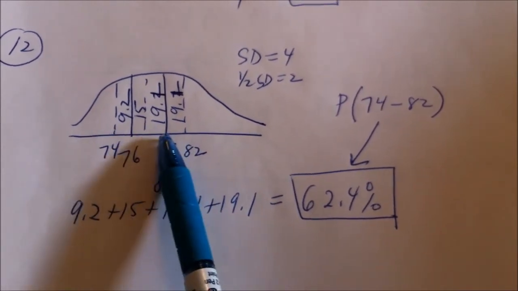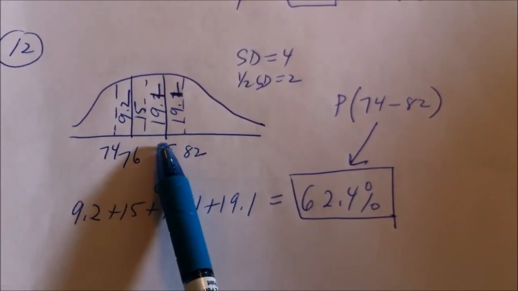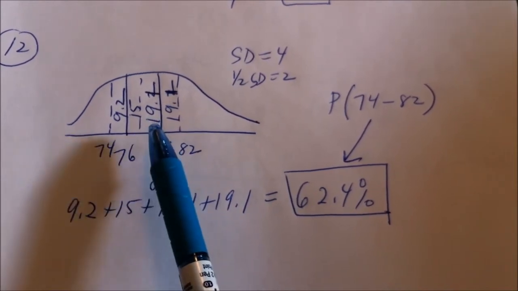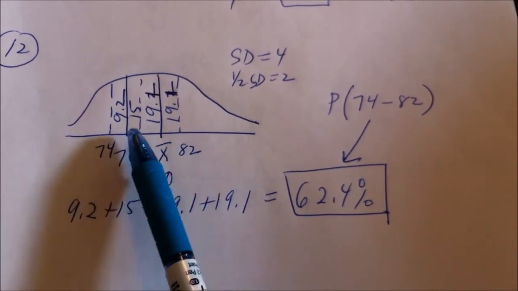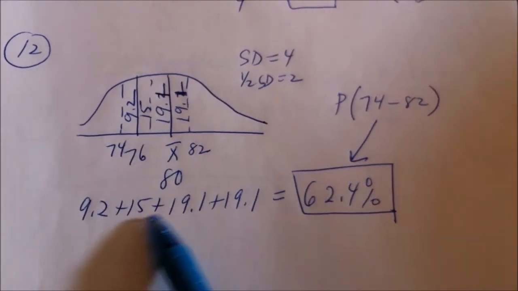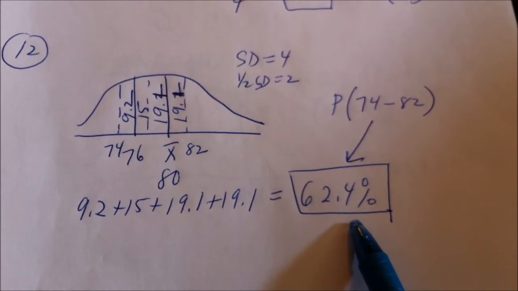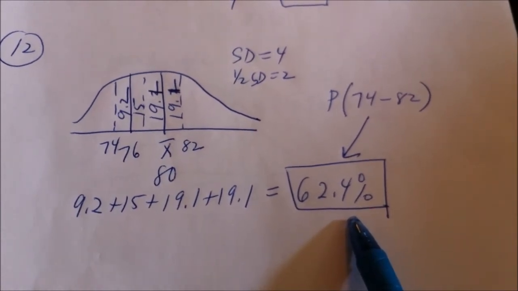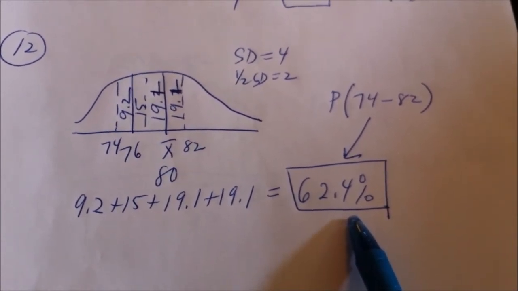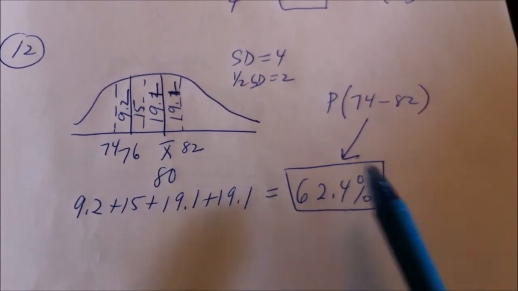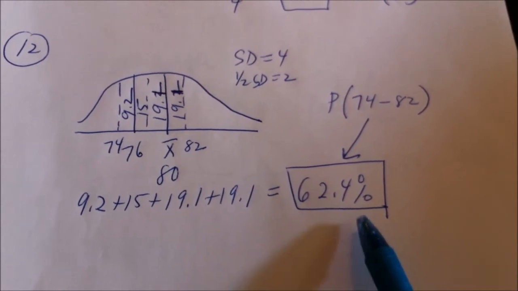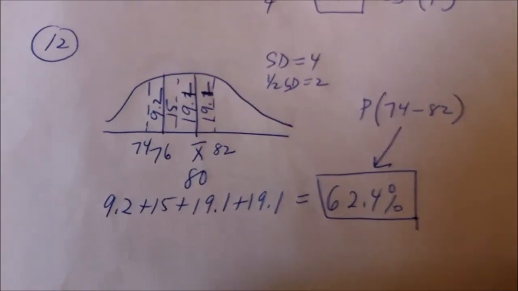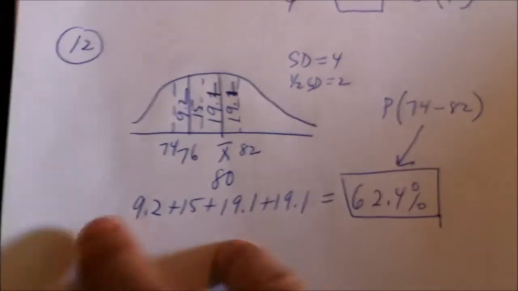Now you find all these percentages on the reference table. I mean, most students will have them memorized after a while, but you're welcome to look them up. So this is 19.1, 19.1, 15, and 19.2, which I add up to get 62.4% of my data. If this were a probability question, you could have said the probability of the scores being between 74 and 82 is 62.4% as well.